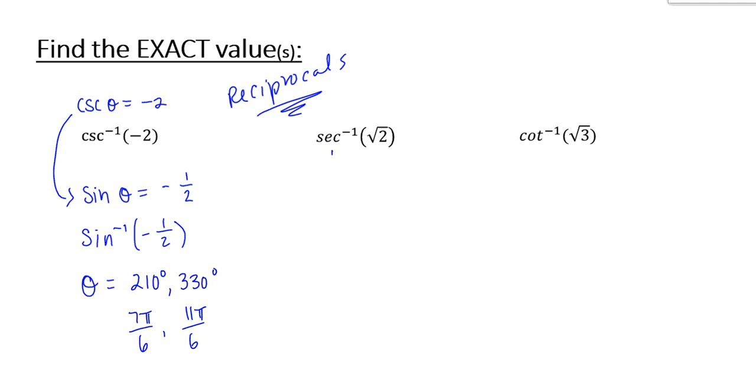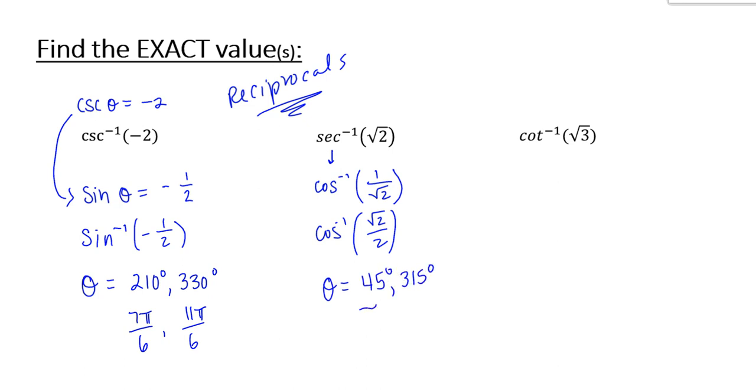For example, this one would be the same thing as the inverse cosine of 1 over square root of 2. If you rationalize that, that's actually square root of 2 over 2. And then you look at your table and you say, okay, that happens at 45 degrees and 315 degrees. So pi over 4, 7 pi over 4. Secant, cosine, buddies. Flip it around, do the reciprocal, and it's the same problem.